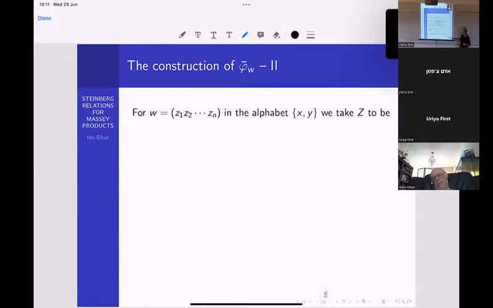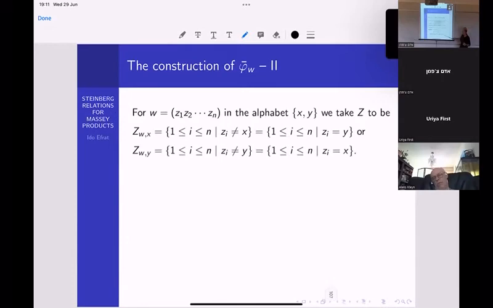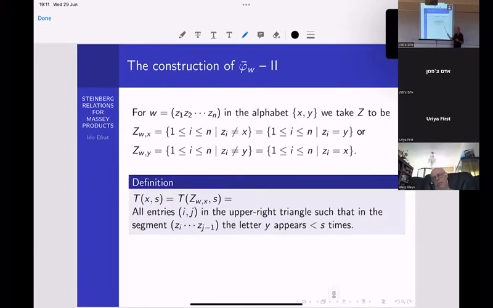Z_W^X, which is all places where z_i is not X, in our case of larger alphabets I prefer this notation, or Z_W^Y, all places where z_i is not Y, which means that it's X. Okay? And then this is the key definition. We apply the construction from the previous slide to these sets.